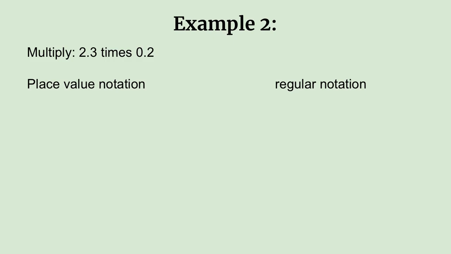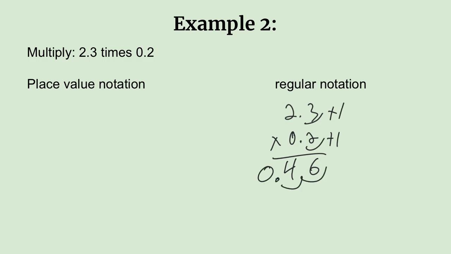We'll have 2.3 times 0.2. 2 times 3 is 6. 2 times 2 is 4. And like we said, there's 1, another 1. So overall, we have to move it 2 times.